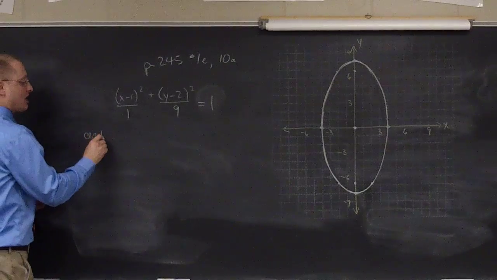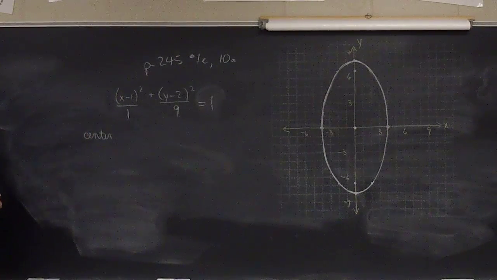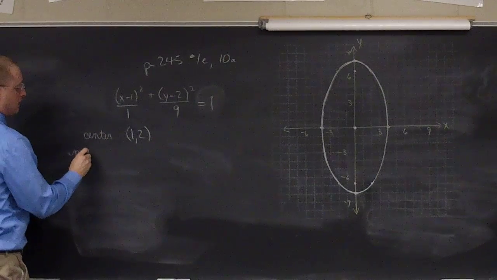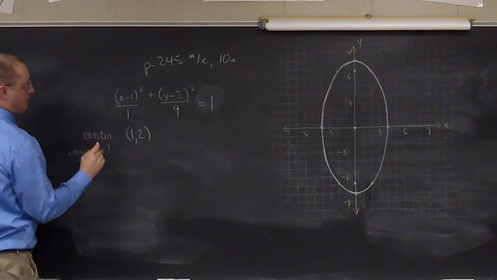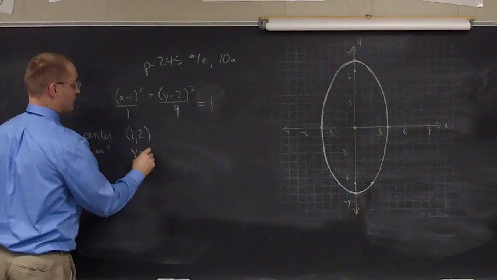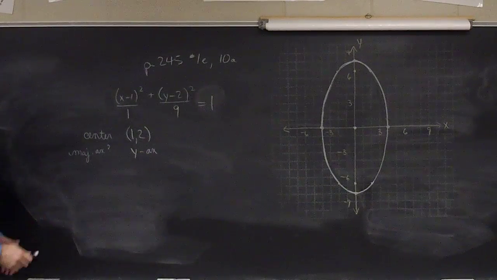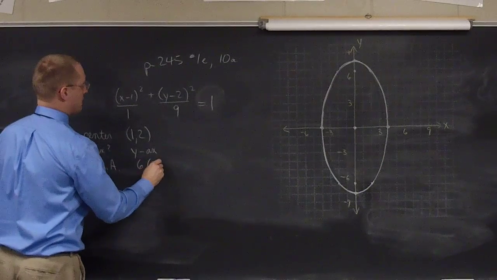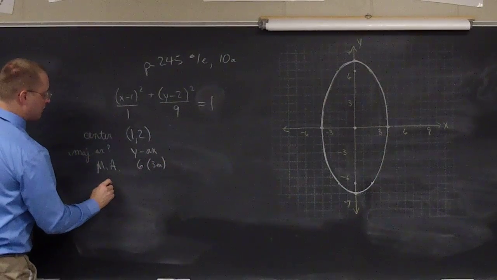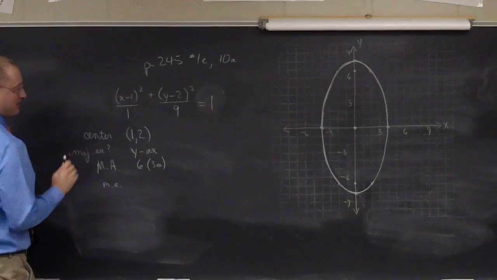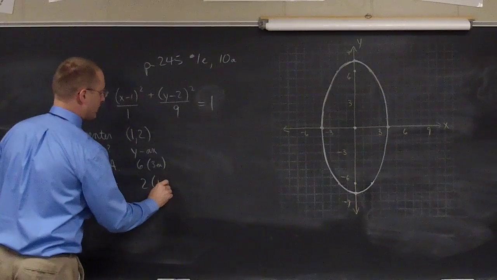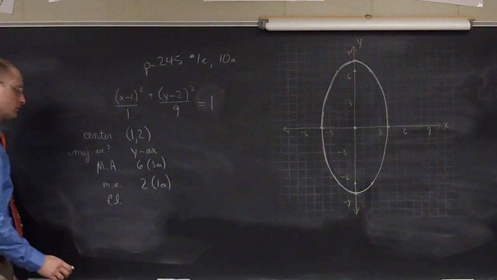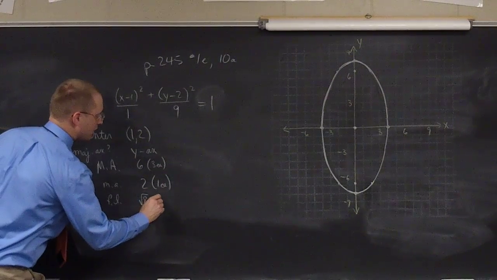So, where is the center this time, Jamie? 1, 2. Which axis is the major axis, Jamie? The y-axis once again, so we're going to have another vertical ellipse. How long is the major axis, Quentin? 6, or you could say 3 each. And how about the minor axis? 2, or we could say 1 each. What about the focal length? Square root of 8, which is about 2.8.